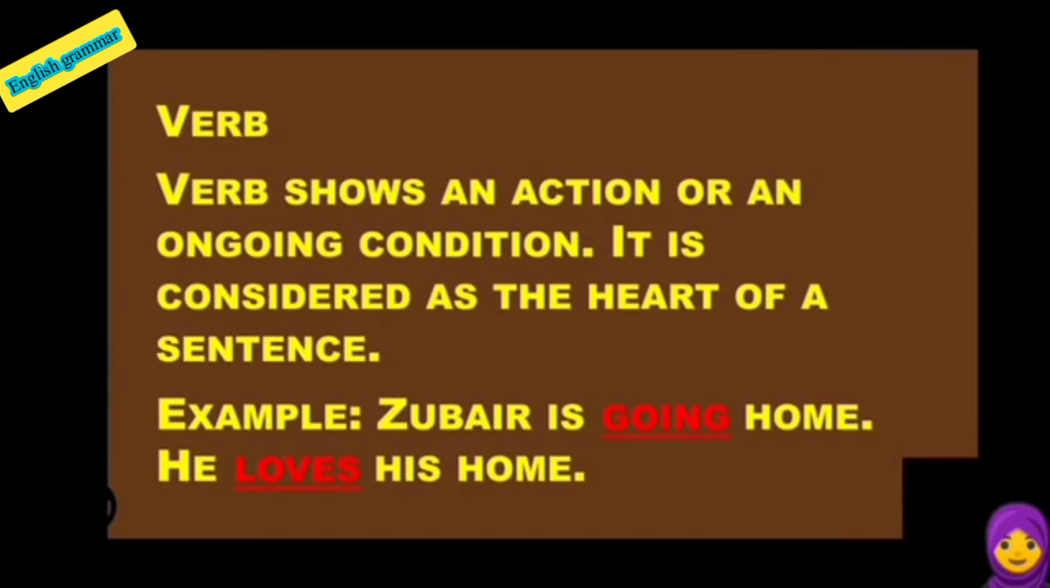The next is verb. Verb shows an action or ongoing condition. It is considered as the heart of a sentence. For example, Zubair is going home. He loves his home. Here, going and loves both are the examples of verb. So we can say verb is an action word.